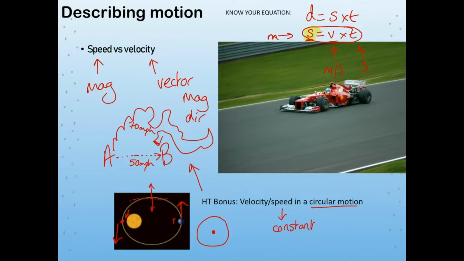That's a little higher tier thing, and you just need to be able to explain qualitatively, which means just with words, with examples, that the motion in a circle involves a constant speed but a changing velocity.